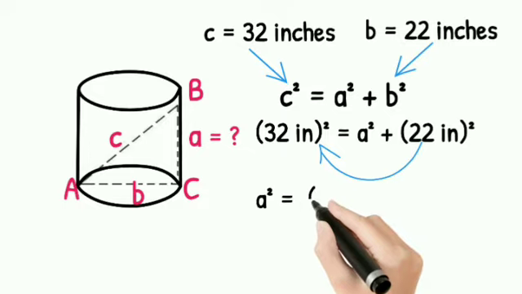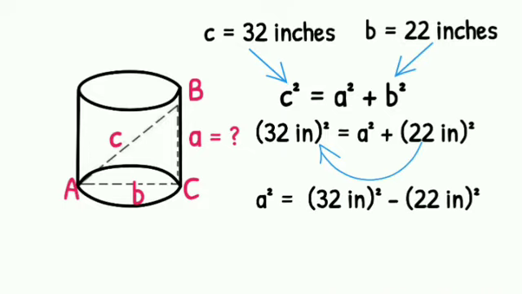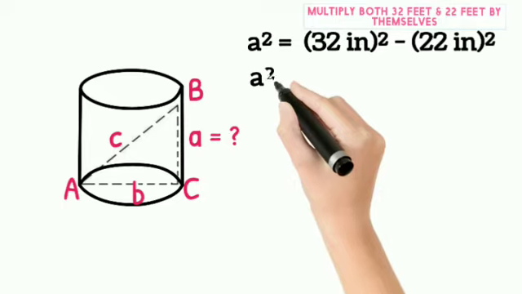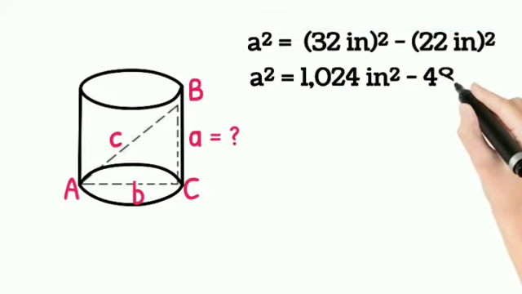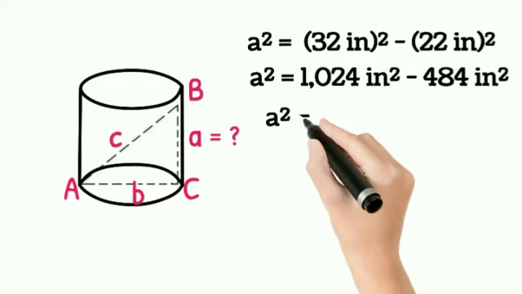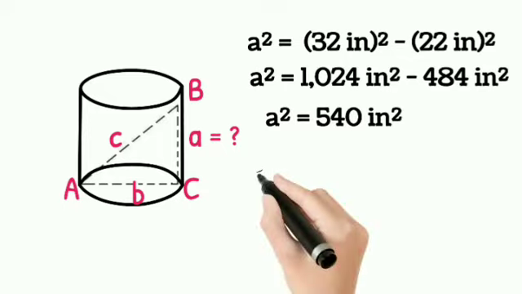Thus, the equation will now become a square equal to the quantity of 32 inches squared minus the quantity of 22 inches squared. To get the squared quantities, multiply both 32 inches and 22 inches by themselves. The equation will now become a square is equal to 1024 inches square minus 484 inches square. Furthermore, a square is equal to 540 inches square.